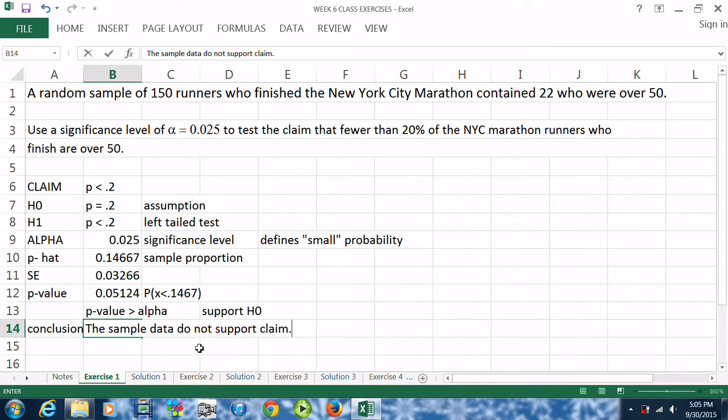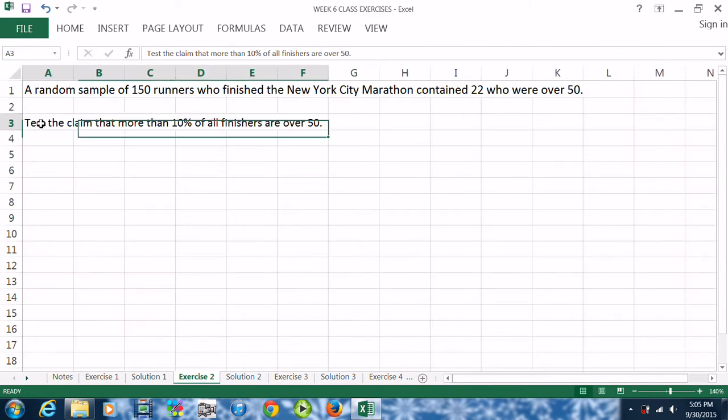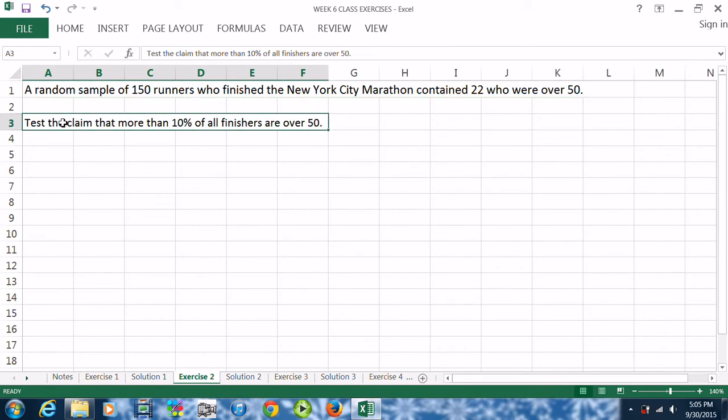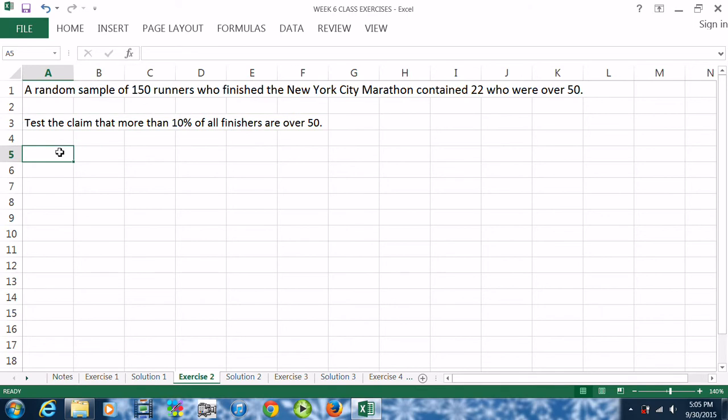Okay? Let's do another example, and this time we'll do a claim of greater than. We will use the same data here: 150 runners contain 22 who are over 50, but we're going to test the claim that more than 10% of all finishers are over 50. So in our claim here, P is now greater than 10%. So here we have a greater than claim. The null hypothesis, H0 or H naught, is always a statement of equality, so this is that P equals 0.10.